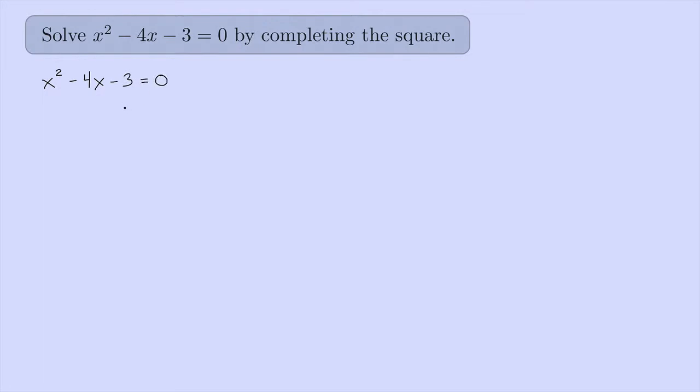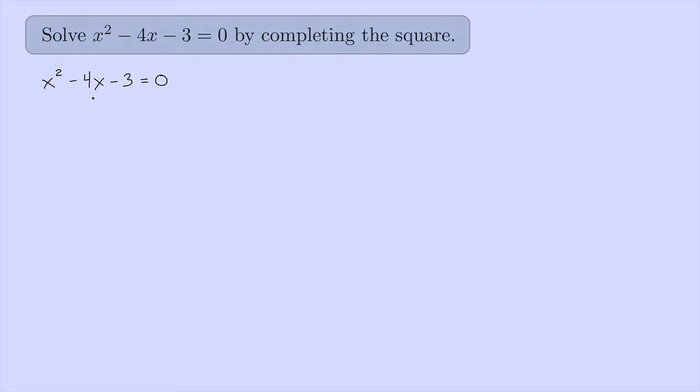So to complete the square, we need to check a couple things. First, we want to make sure that we have a coefficient of 1 in front of the x squared term, and we do. So I don't have to do anything here. If I didn't have a 1 here, I'd have to divide everything through by whatever was here. But I have a 1, so 1x squared.